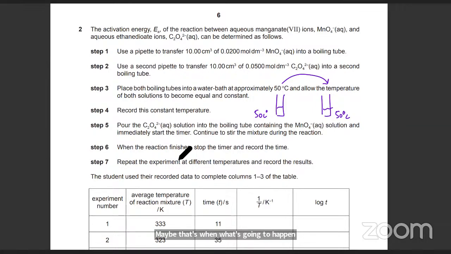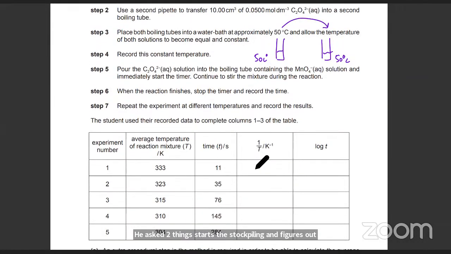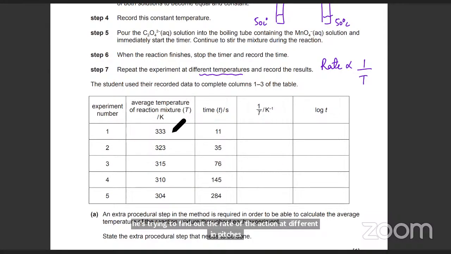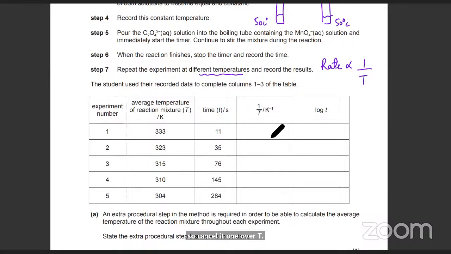Anyway, it's a rate of reaction question. He reacts the two things, starts a stopwatch, and figures out when it's going to stop. He records the temperature and the time it takes, and he repeats the experiment at different temperatures. So what he's probably doing is measuring the rate of the reaction. The rate of the reaction is inversely proportional to the time that the reaction takes. So he's trying to find the rate of the reaction at different temperatures. To calculate 1 over T, first fill the table. What's 1 over 333?